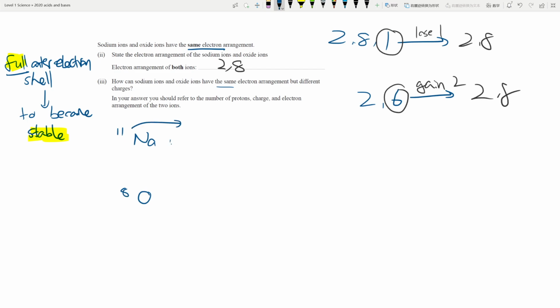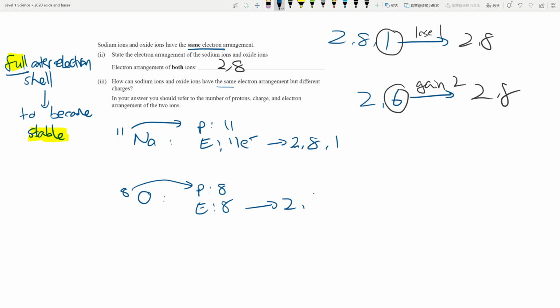So from the 11, I have P, E. You all do PE, you should know what this stands for. So 11 protons, 11 electrons. This is 8 protons, 8 electrons. So we know this is 2,8,1, this is 2,6. Sodium is going to lose 1 and become 2,8.